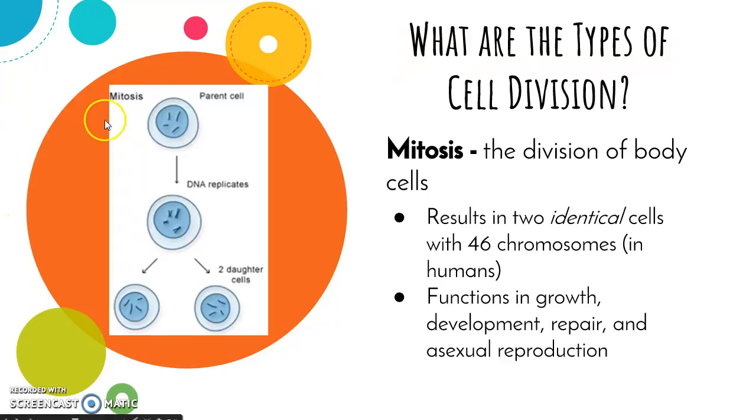So this ultimately starts with a parent cell that has 46 chromosomes. The cell duplicates the DNA, so it has 92 chromosomes, and then it divides. When it divides, the two new cells are identical to the parent cell, and those two cells have 46 chromosomes, just like the parent cell originally did. The reason that it would do this is to allow an organism to grow, develop, repair, or if it's a single-celled organism, it's going to do this so that it can reproduce.